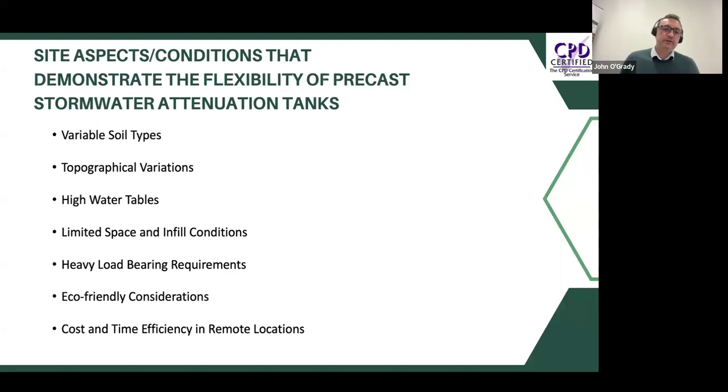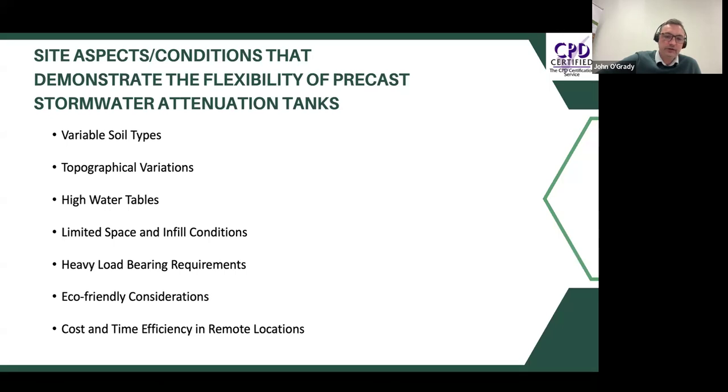Again, another one is limited space and different infill conditions. In terms of space, we can manufacture to suit a particular site constraint in terms of space. And we'll see some examples of irregular tanks where that's been effective to allow a builder, let's say, get another 1 or 2 plots into it. So there's not really any blockers as to where we can put the tank, which again, maybe versus other solutions, it may have an edge.